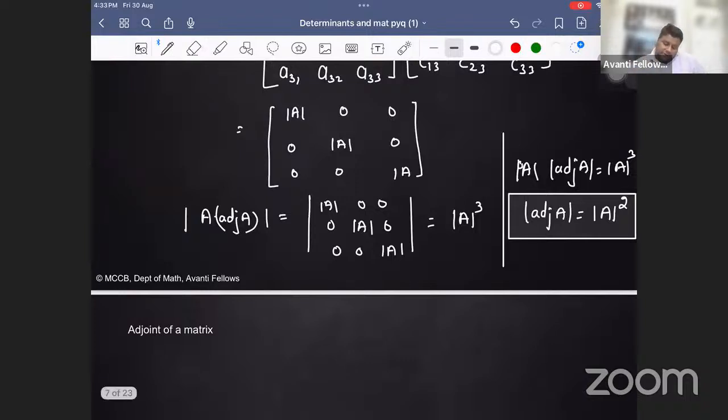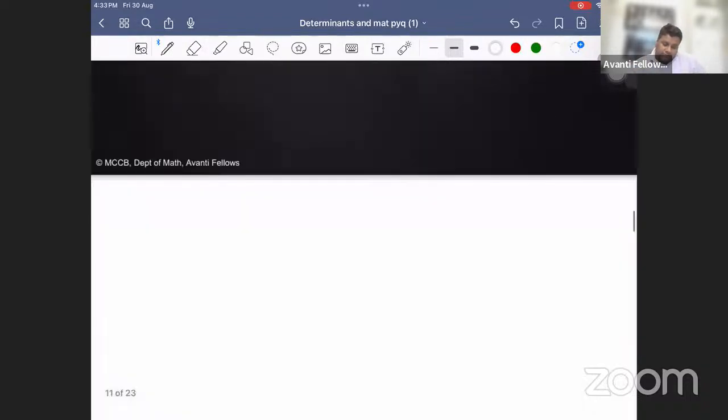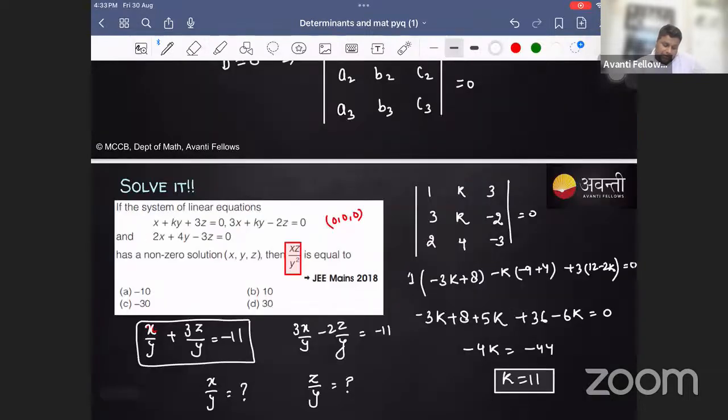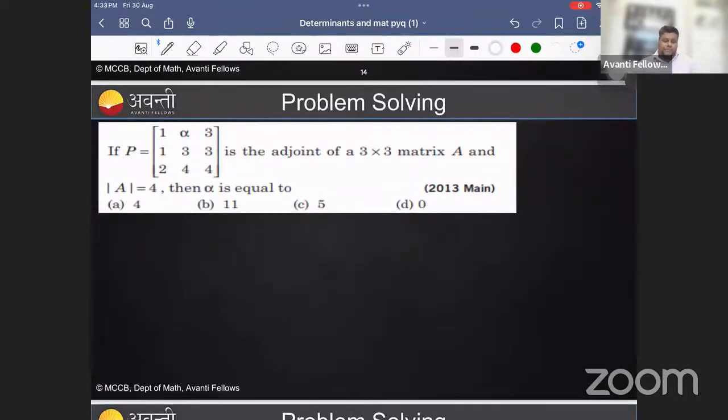Now on this particular property, one question we'll do directly. There is a question. If P, with rows 1 alpha 3, 1 3 3, 2 4 4, is the adjoint of a 3 by 3 matrix A, and determinant of A is 4, then they are asking for the value of alpha. All right, I give you 2 minutes to solve it. I'm also launching a poll. There are options. Please solve it and give your answer.